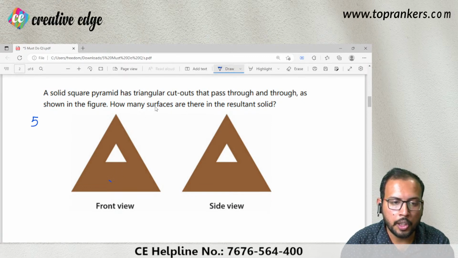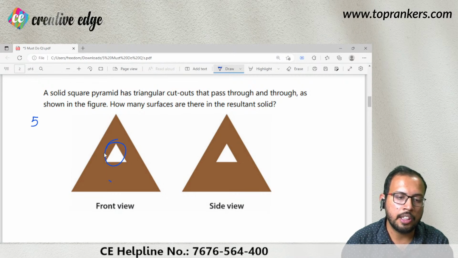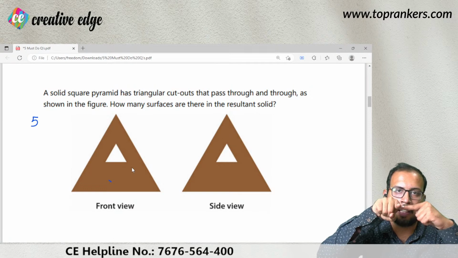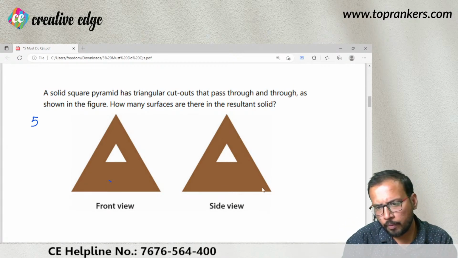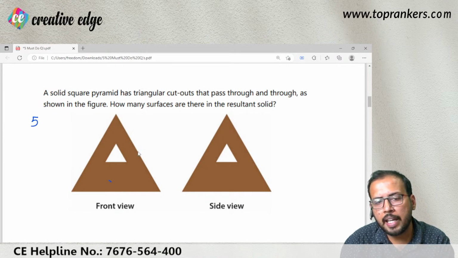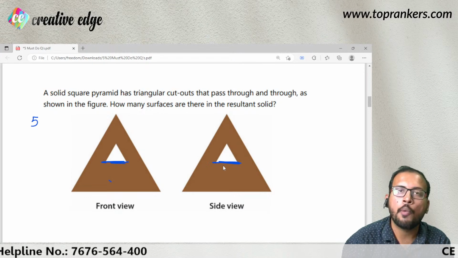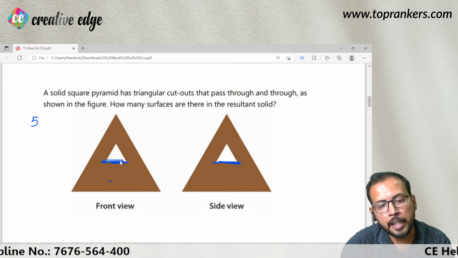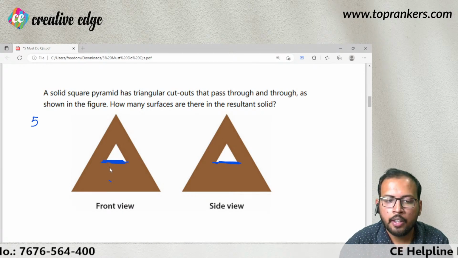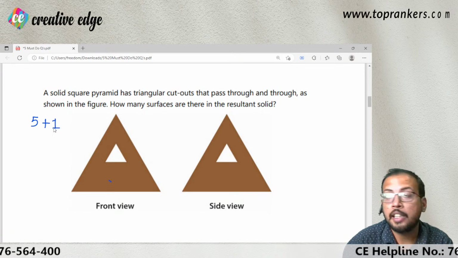Now the crux of the question lies in this cutout that you can see. The cutouts are such that one cutout went this way, and the other cutout went this way. So obviously when you look at the pyramid, this base is going to be counted only once because this base is common to both the cutouts. Am I clear? So that will be one surface, okay, one surface.